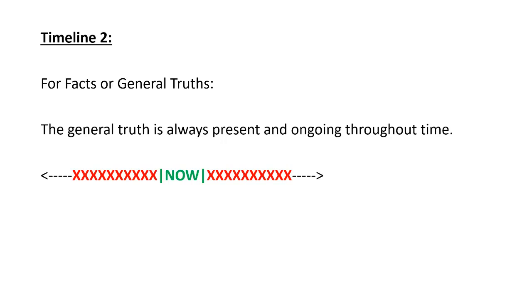Timeline 2. For facts or general truths. The general truth is always present and ongoing throughout time. For a clearer understanding, pause the video and look at the timeline below.